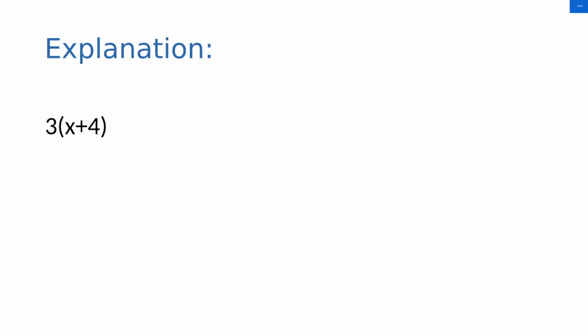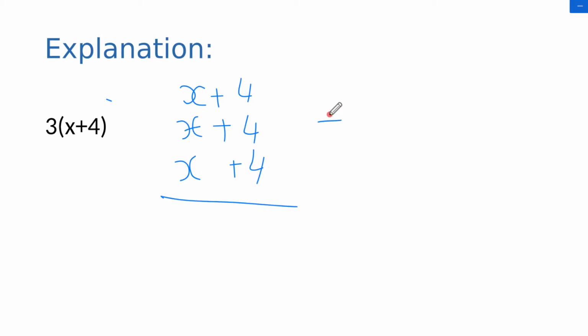Okay, explanation. So if you want to multiply a bracket by a number, let's just assume first that we don't know how to expand this. So 3 times a bracket means that bracket 3 times. It means x plus 4, and I'm going to write that 3 times. Okay, so now I'm going to add them up. 3 4s are 12, and 3 x's, I'm going to write them like that. Okay, so this equals 3x plus 12.